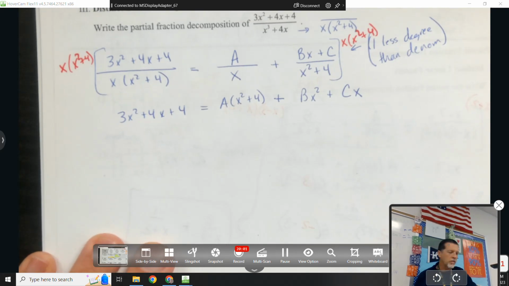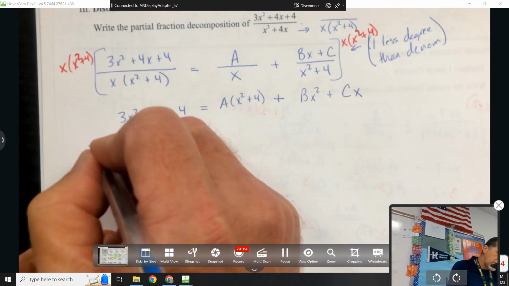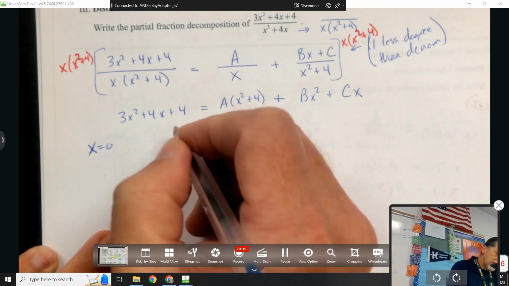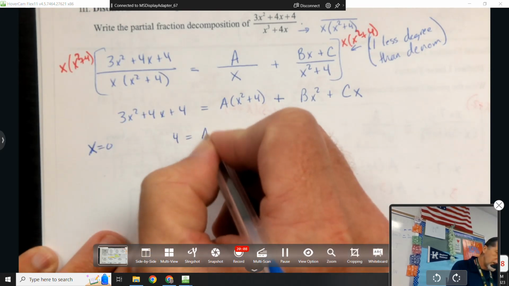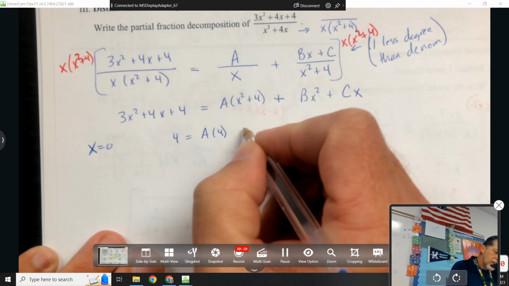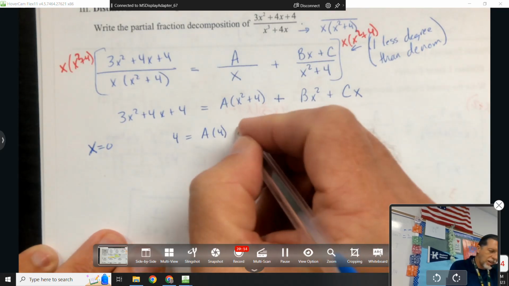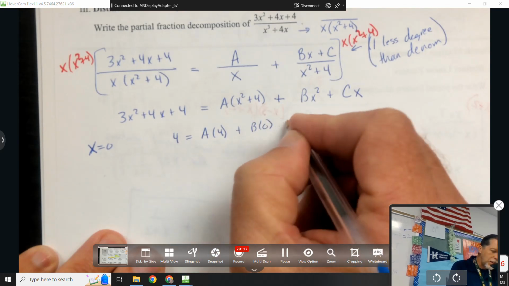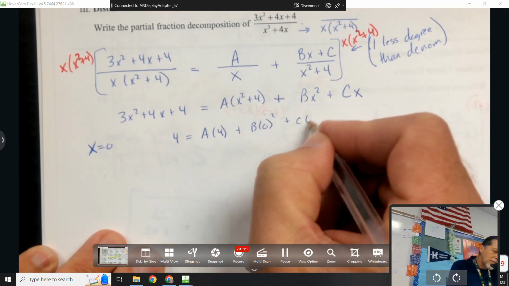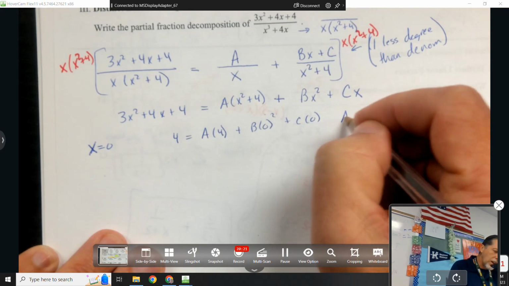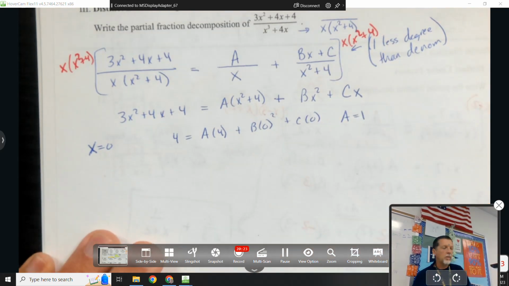What's a good value of x? 0. Definitely a great one. So 4 equals a times 4 plus 0. I mean, I'll write it if you need to see it. B times 0 squared plus c times 0. So a equals 1. Okay, that was an easy one.